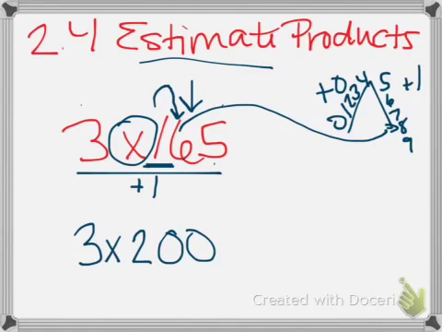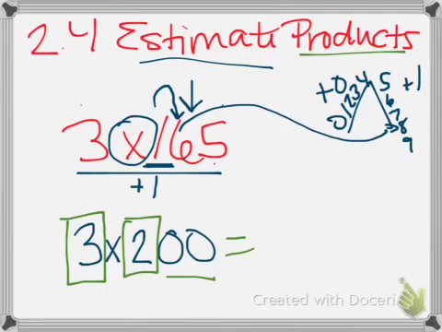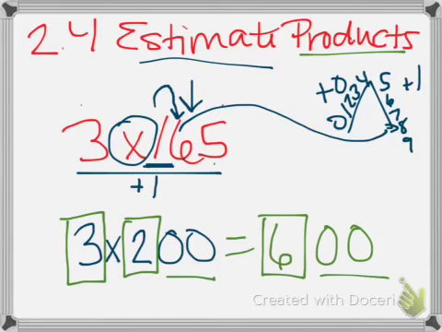Now this should look really familiar from yesterday because we're going to use our box and underline technique to find what our product is. 3 times 2 is 6, and I'm going to add 2 zeros to the end. So my estimate of 3 times 165 is about 600.